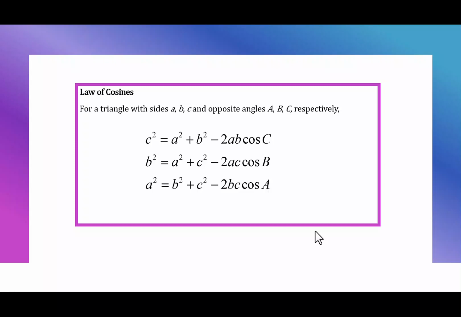We have that c squared is equal to a squared plus b squared minus 2ab times the cosine of C, b squared equals a squared plus c squared minus 2ac cosine of B, and a squared equals b squared plus c squared minus 2bc cosine of A.